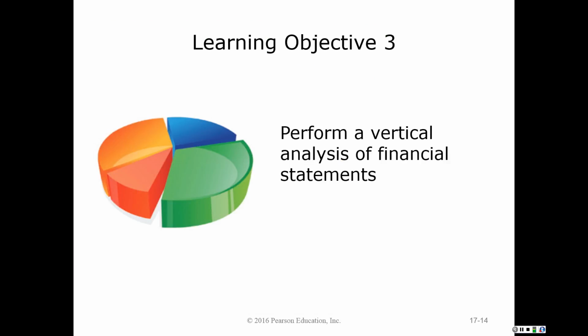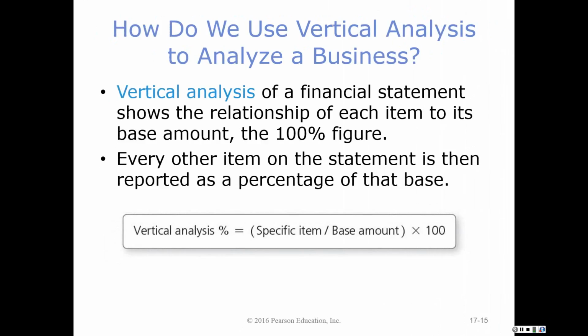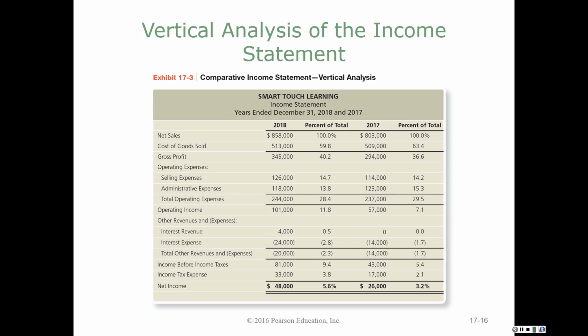Learning Objective 3 gives us the same type of review of a vertical analysis of our financial statement. So now instead of going horizontal, we're looking vertically. And so on our income statement, we'll look at everything as a percentage of sales. On our balance sheet, we'll look at everything as a percentage of assets. We can see that happening in this particular example.